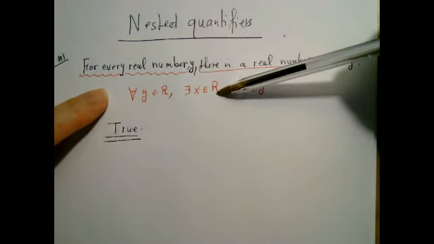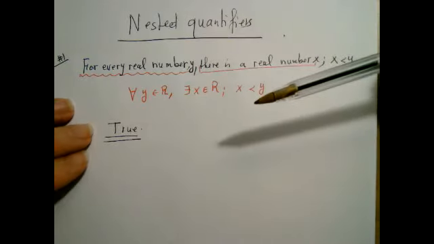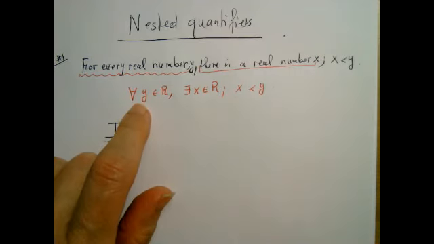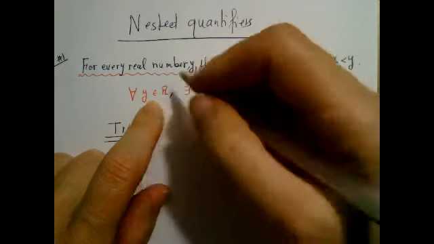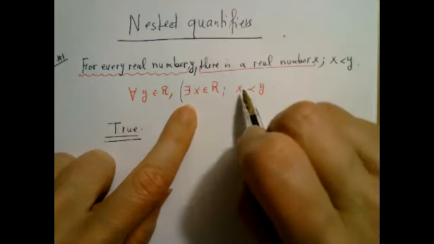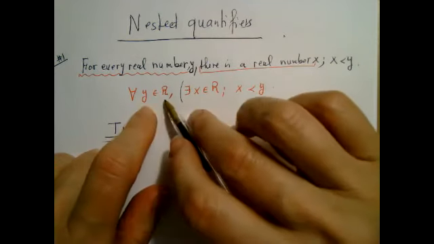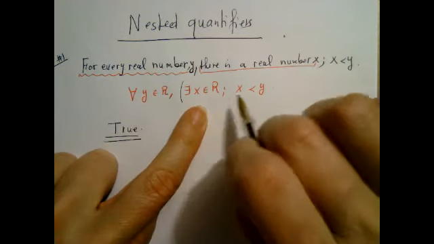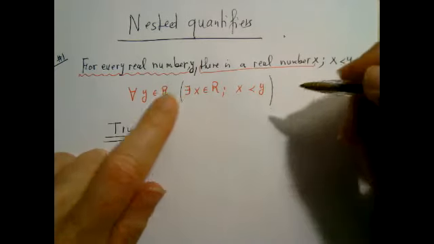Okay, Peter, tell me it's true. Why is it true? What do we understand by this jumble of quantifiers? It means the following. For every y in R, no matter what y is, I can find an x that has the property that x is less than y. Means no matter what y is, you can give me an x such that x is less than y. That's what it means. So is this true or false?